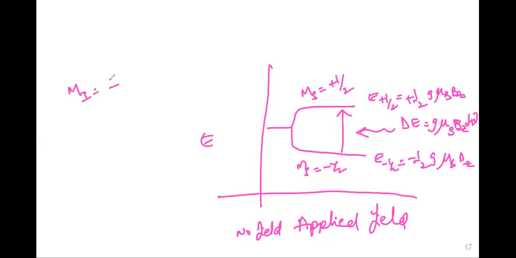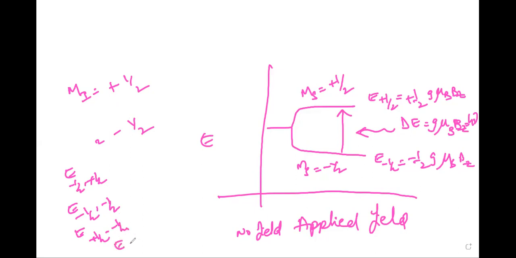So for each value of the electron spin quantum number, the nuclear spin quantum number mI can have 2 values, plus 1 by 2 and minus 1 by 2. These give rise to 4 different energy levels. Those energy levels are E minus 1 by 2 comma plus 1 by 2, or E minus 1 by 2 comma minus 1 by 2, or E plus 1 by 2 comma minus 1 by 2, or E plus 1 by 2 comma plus 1 by 2.